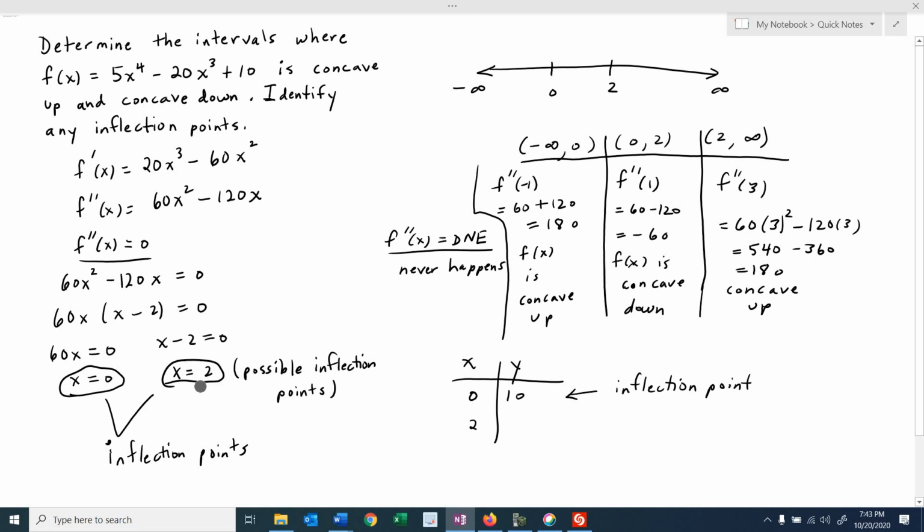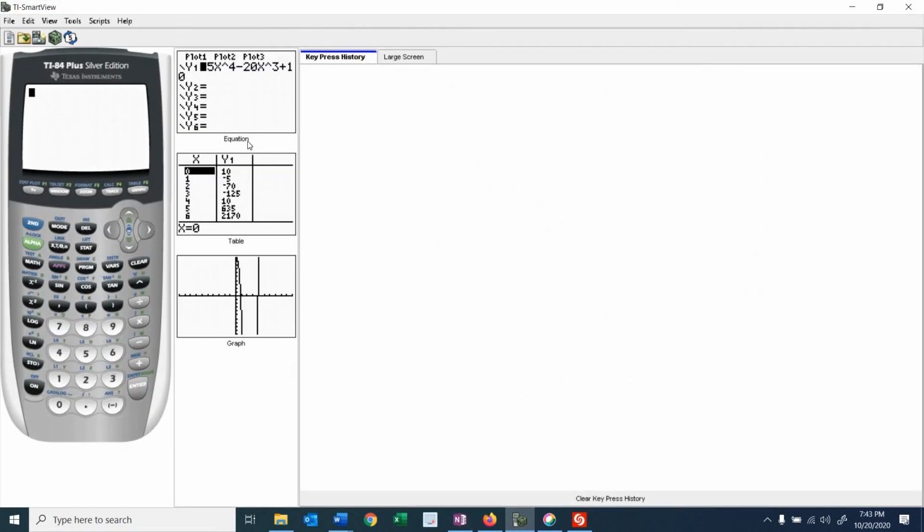And then at x equals 2, there's another inflection point. But again, to find the y value, you would have to plug it into this function. And you can actually do that on a calculator. You have a TI-84 calculator, so let me show you how to do that.